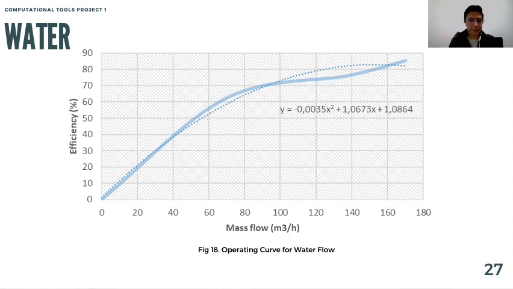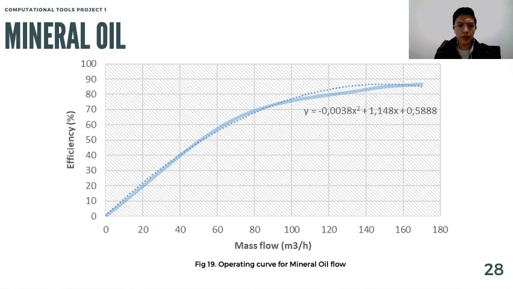The water operating curve allowed us to find the corresponding regression in order to find the BEP flow rate for our simulation. Similarly, the flow rate of our BEP for mineral oil was found with the operating curve.